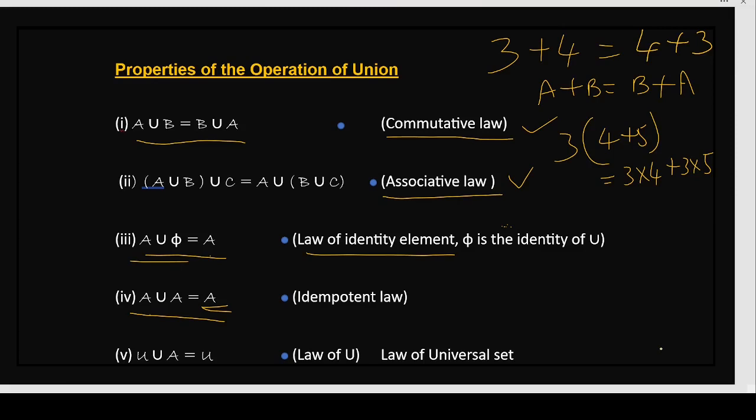Last one is law of universal set. Universal set union A equals U. Remember, A is a subset of the universal set. We are considering always a universal set, which means all the remaining sets are subsets of that universal set. So now U union A means universal set and you are adding the subset. Anyway, the duplicate elements are removed. You are left with the universal set. So U union A equals U.